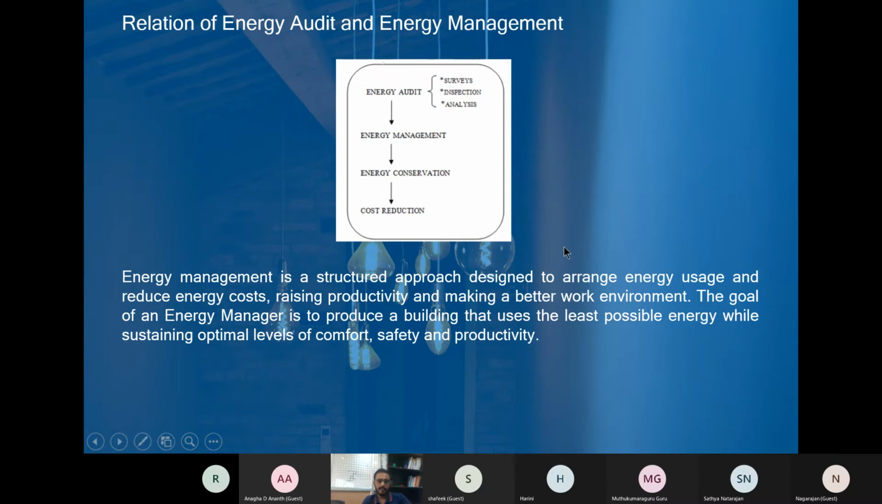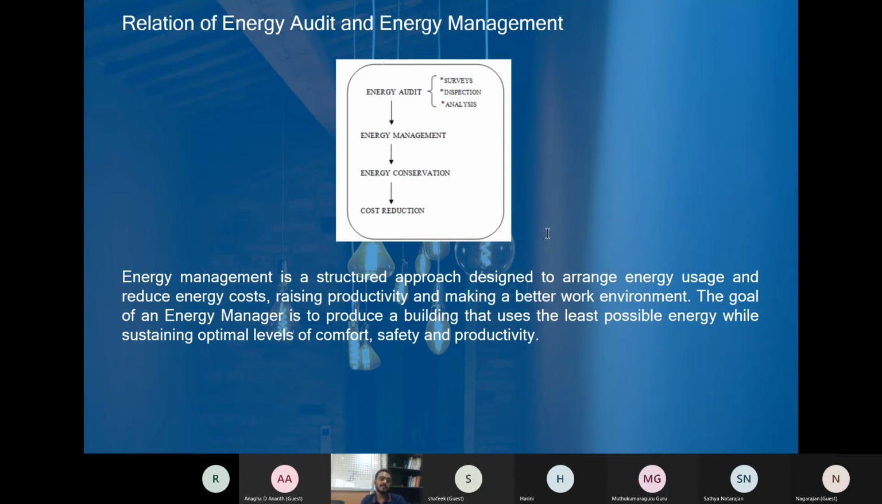So, the relation of energy audit and energy management. The first level will always be energy audits, that is survey, inspection, analysis. Before that, these are the common questions when it comes to energy audit. That is, how much energy are we consuming? Where is the energy consumed? How efficiently is energy consumed? Can there be an improvement in energy use?